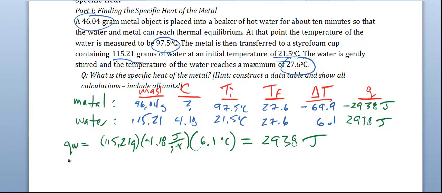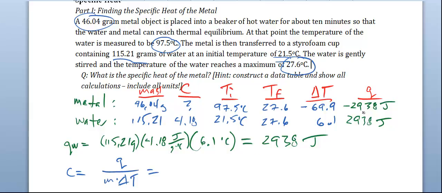Now we know that Q equals mc delta T, but this time we're trying to figure out what is the specific heat for the metal. So now we need to solve the equation for C, and when you do that, you should get Q over mass times delta T.